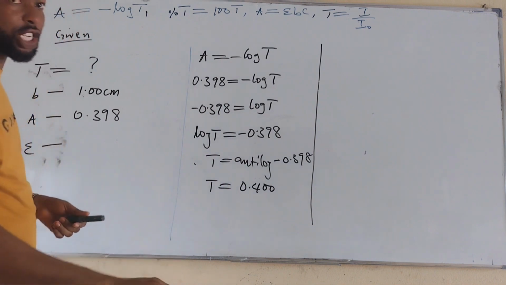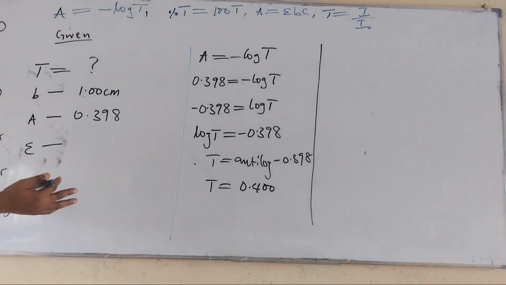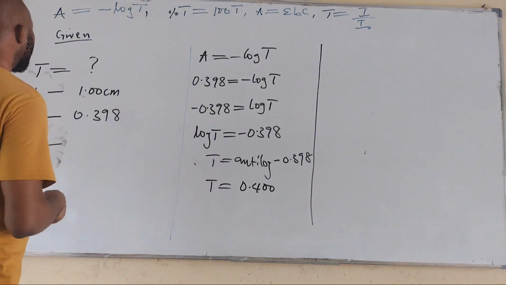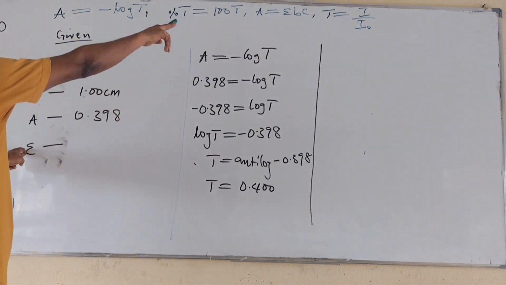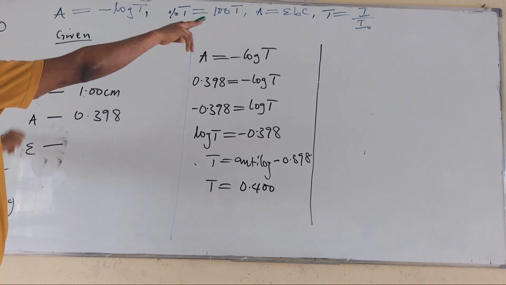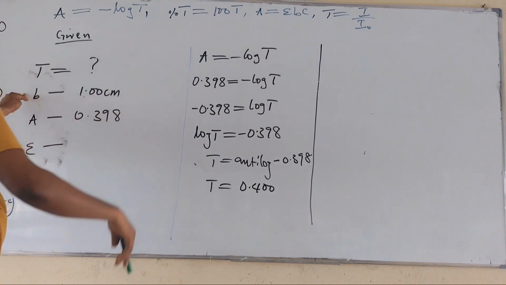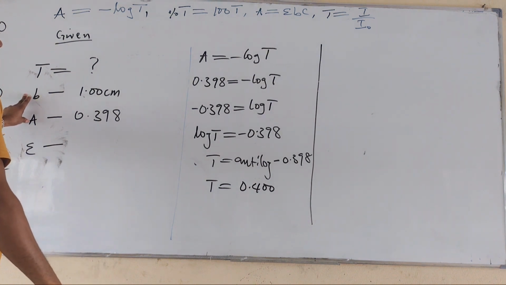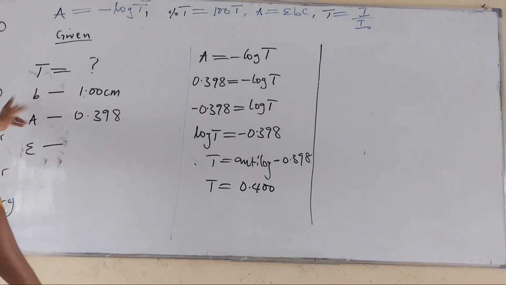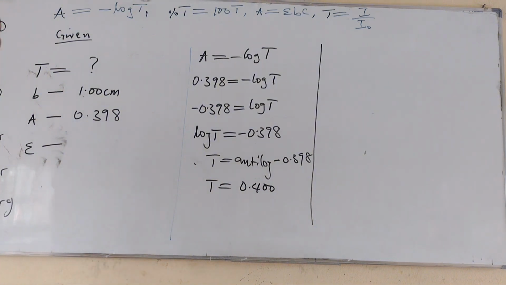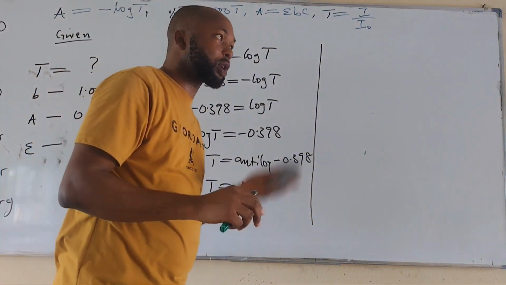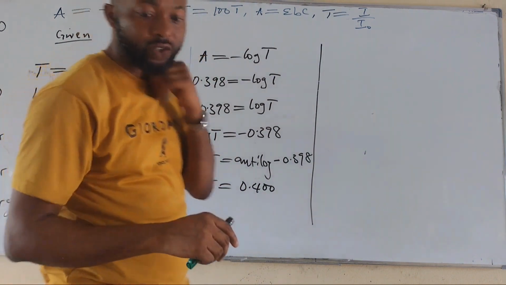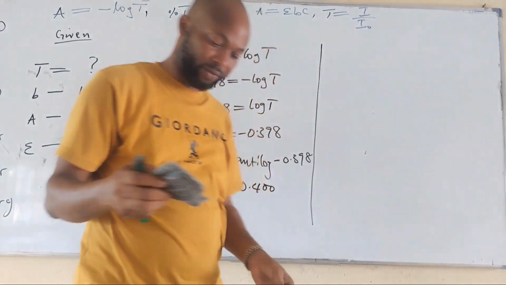They say, what additional information do we need for us to calculate our epsilon? If you look, for us to get this, we are using the formula A equals to EBC. We have our B, which is there. We have absorbance, which is here. And C is what we need. So the additional information we need is C, the concentration, and it is not given. So that is the answer.